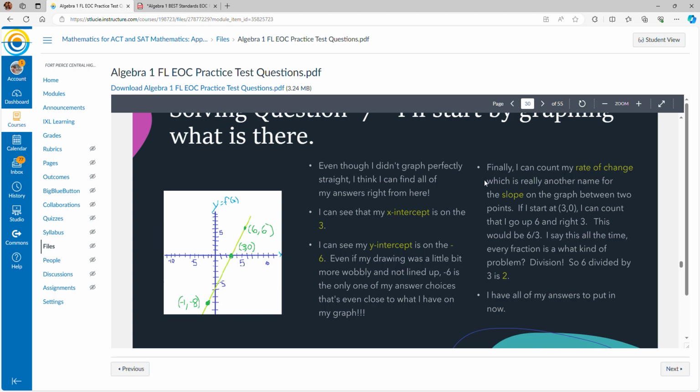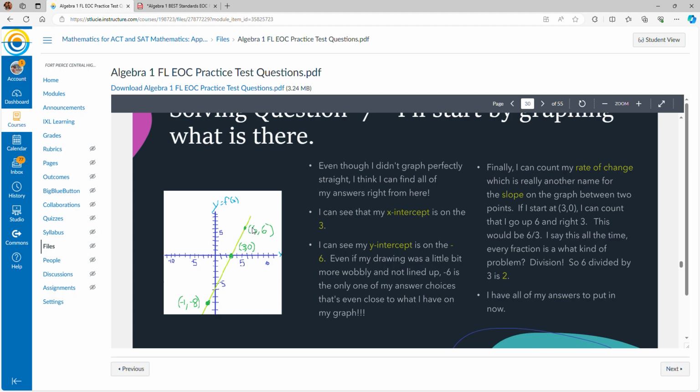And then finally, I can count my rate of change, which is really another name for the slope on the graph between 2 points. If I start at 3, 0, I can count that I go up 6 units and right 3 units to my next point.